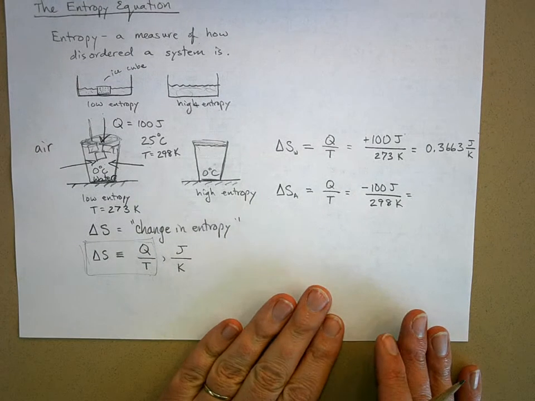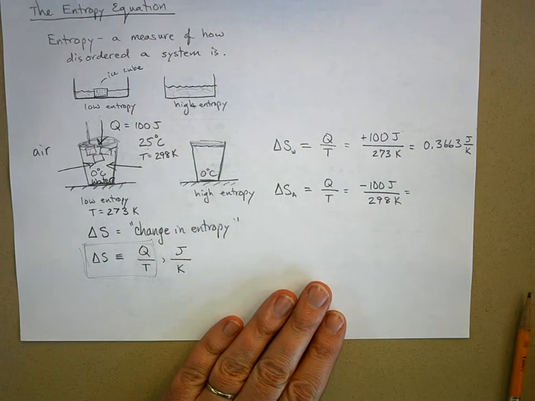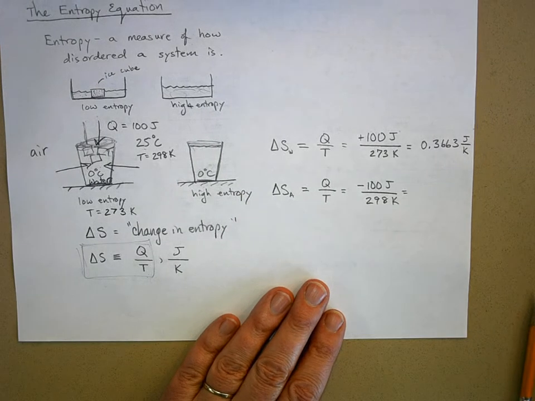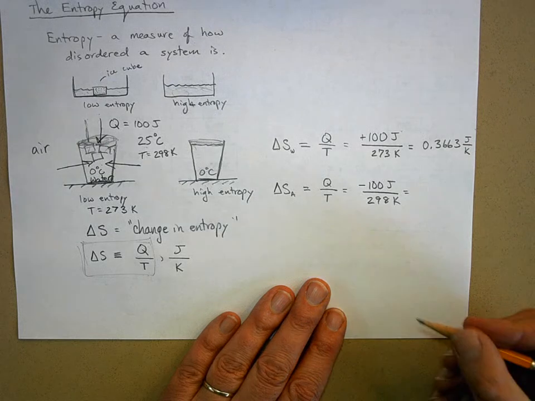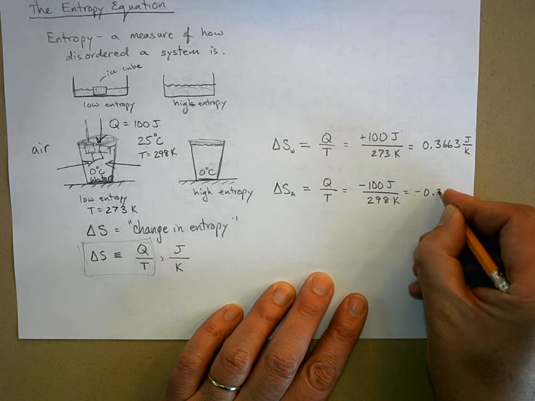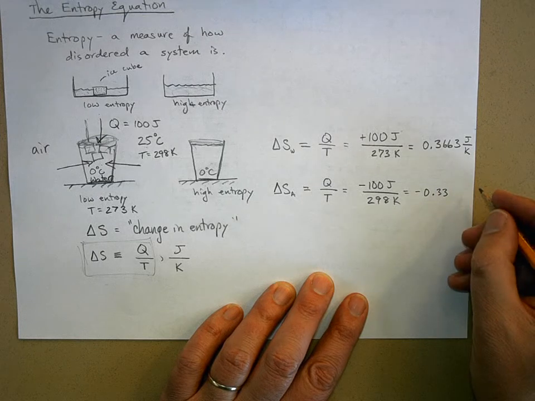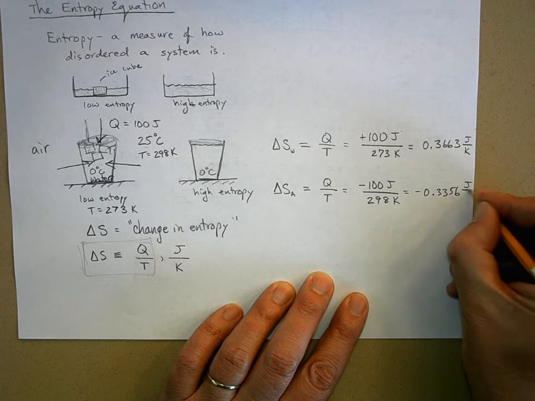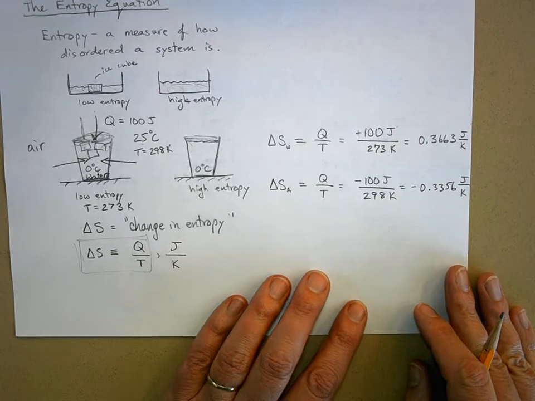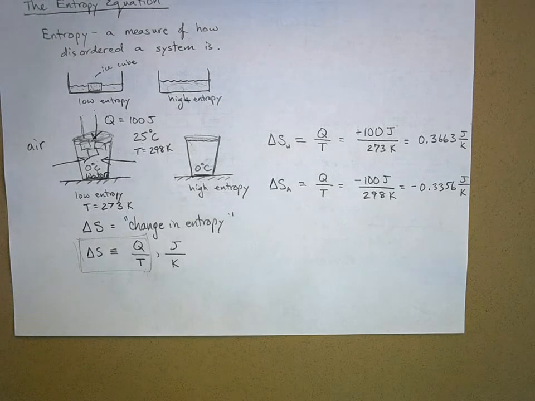So now, what is this change in entropy based on this definition? Well, negative 100 divided by 298 equals negative 0.3356 joules per Kelvin. Now comes something really profound. Really, really profound. And it's kind of neat, because even at this very simple level, we can reach conclusions about the whole universe.